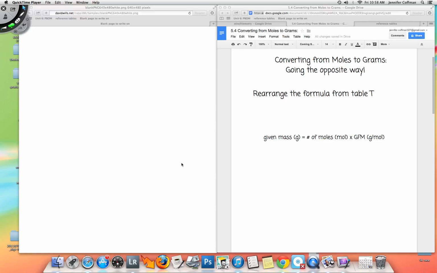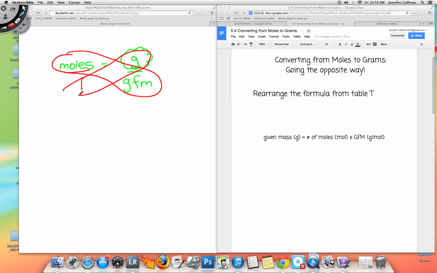First, we have a formula of, say, grams, because the given mass is going to be in grams, over gram formula mass. Well, if I want to get grams by itself, if I want to isolate this grams, we can cross multiply. This moles is over 1, and we can cross multiply so that grams is by itself. We're going to end up with grams times 1, right? Grams times 1, so I'm going to do grams equals moles times gram formula mass.